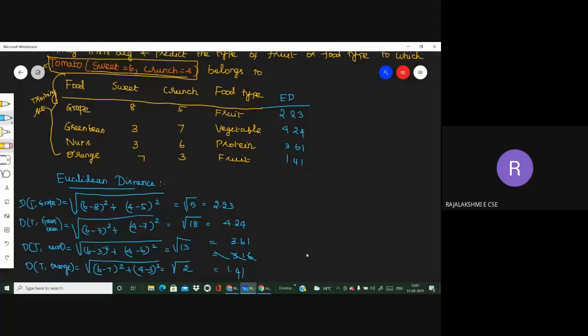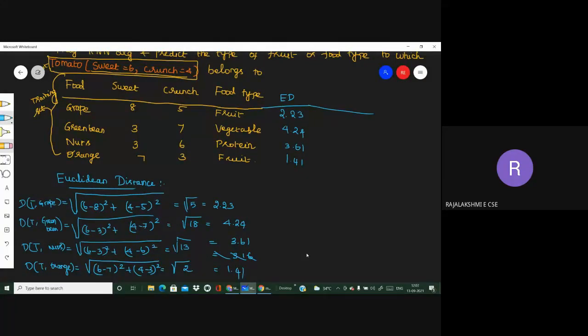Actually, did you check the value is root 2 here, between tomato and orange? Yes, ma'am. The last one is root 2, 1.4. Correct? I wrote 9 instead of 7, ma'am. Sorry. Okay, fine. I wrote 7, but it looked like 9, so I calculated with it. Sorry, ma'am. Okay, no problem.